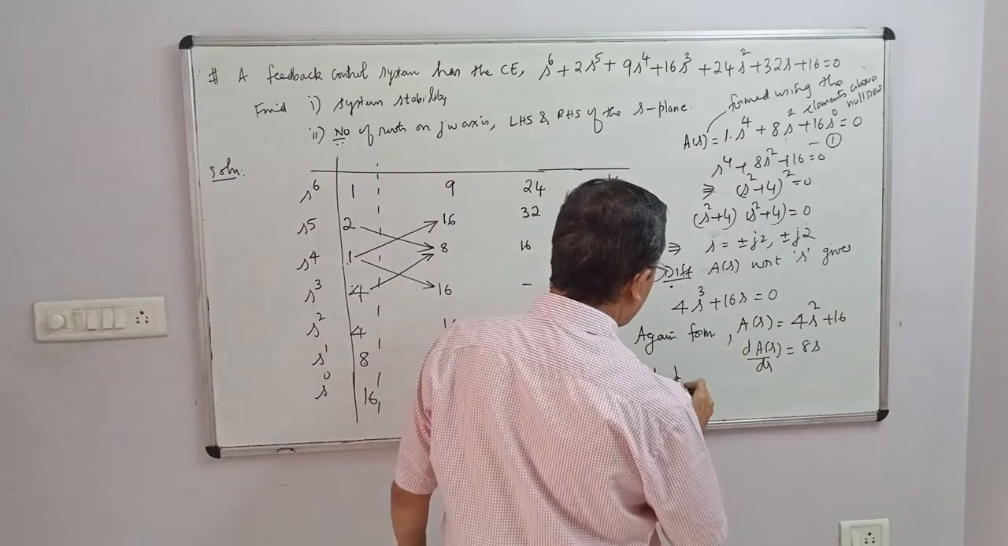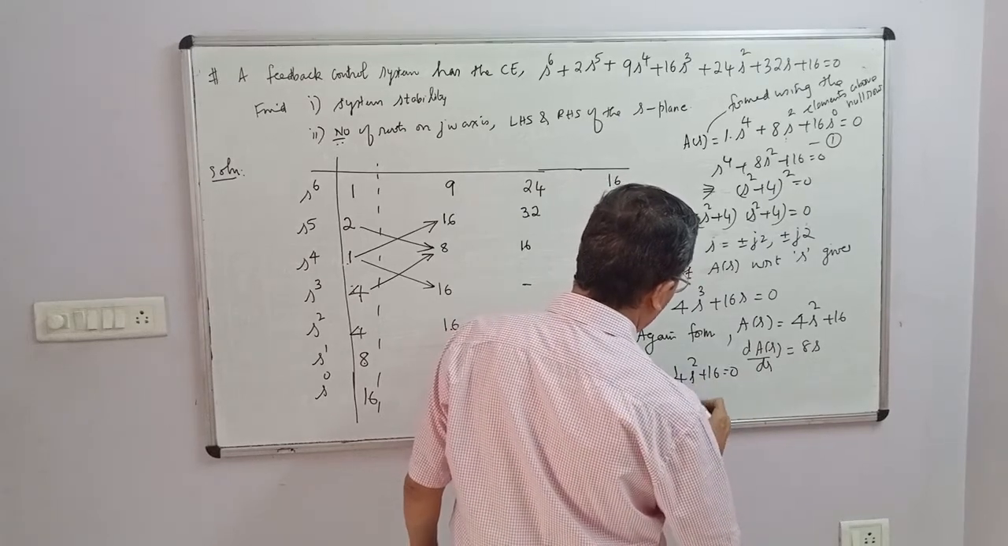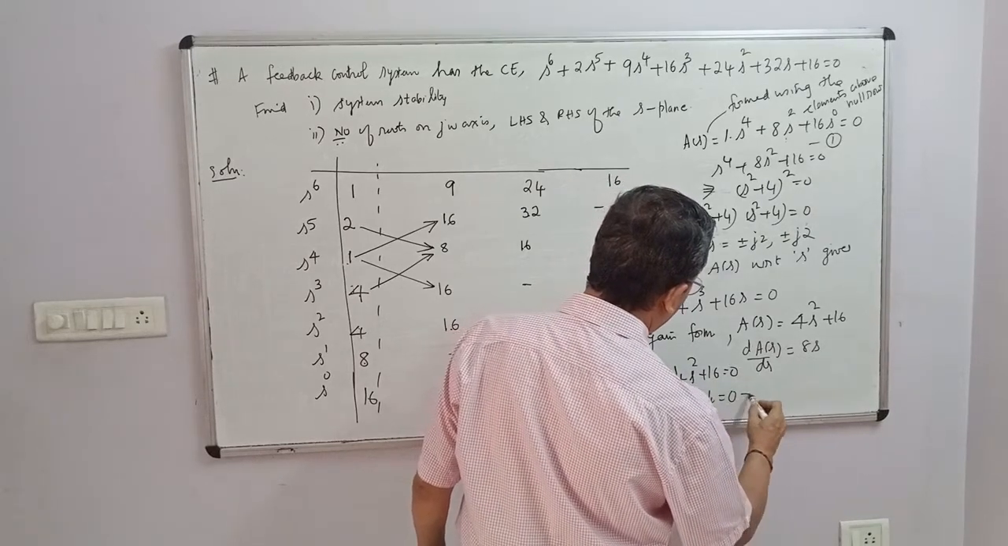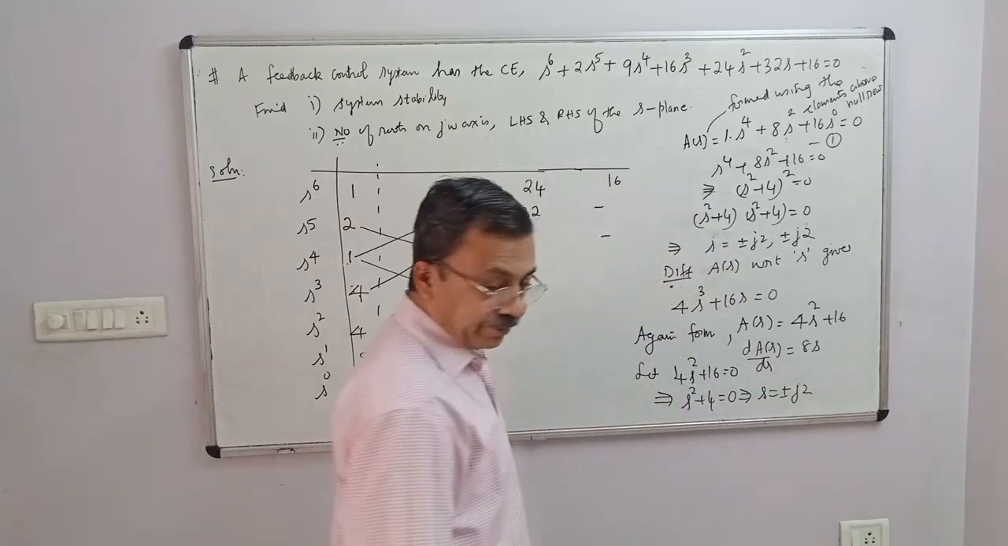Let 4s square plus 16 be equal to 0. This implies s square plus 4 is equal to 0. This implies s is equal to plus minus j2.